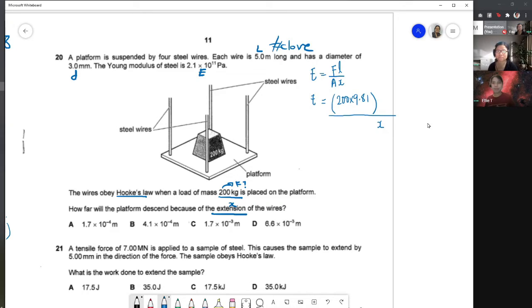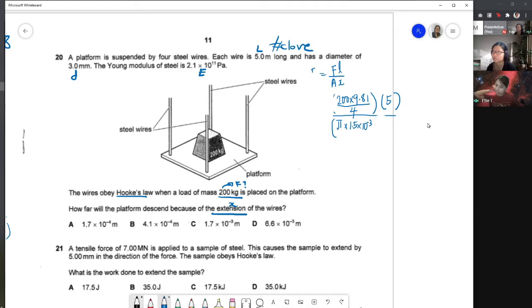They share the load. So when you are struggling, don't struggle alone. Go find some friends to struggle with you. Then your load can be mg divided by 4. Then the rest you plug in. Your original length is 5 meters. Or diameter, pi d squared over 4. Can I just put 1.5? And don't forget the Young's modulus.